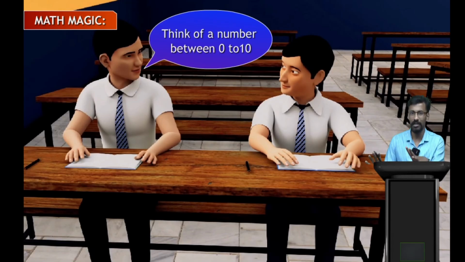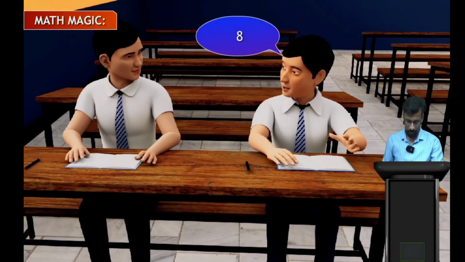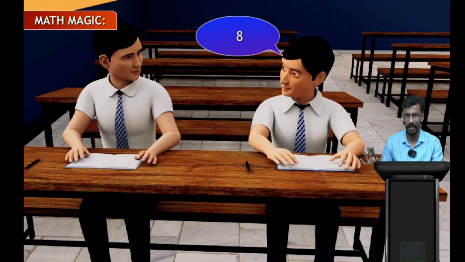So there are two friends in a school. One of them says, think of a number between 0 and 10. He asks the second student to consider any random number between 0 and 10. It can be 1, it can be 9, it can be 7, it can be 3, whatever you have. So he says 8. He says the number 8.